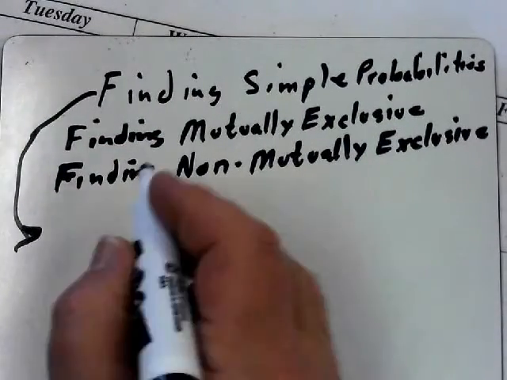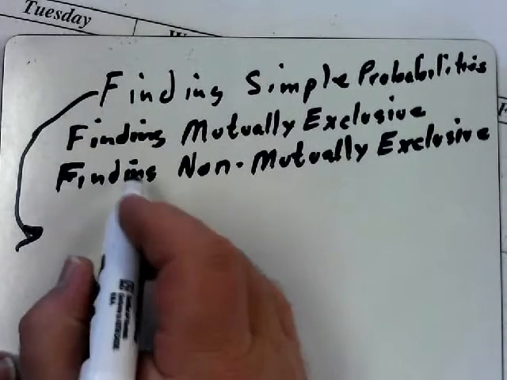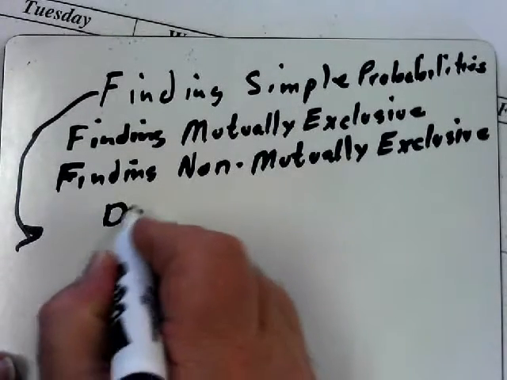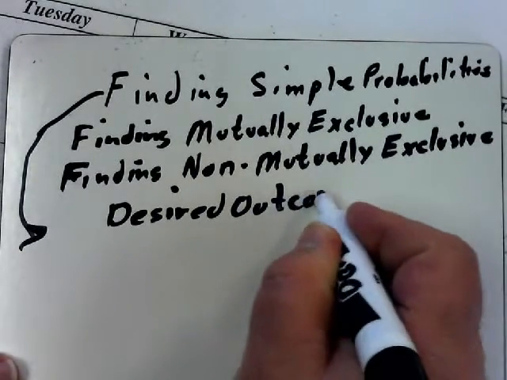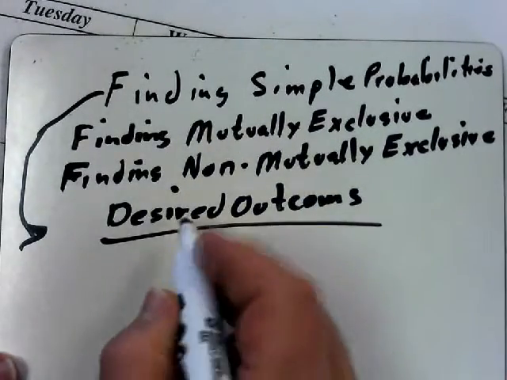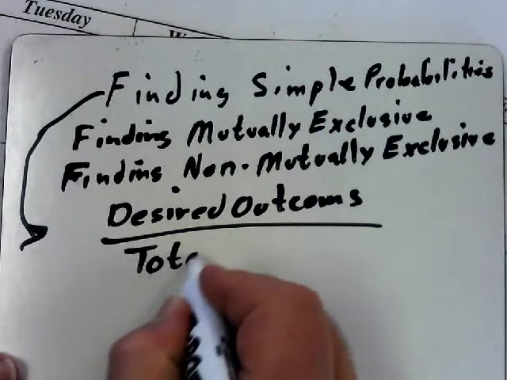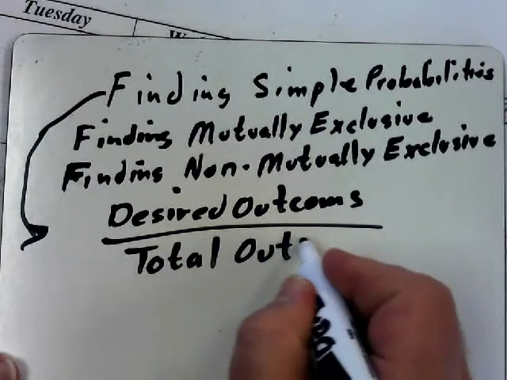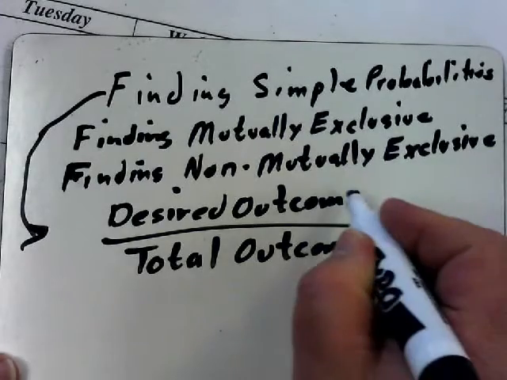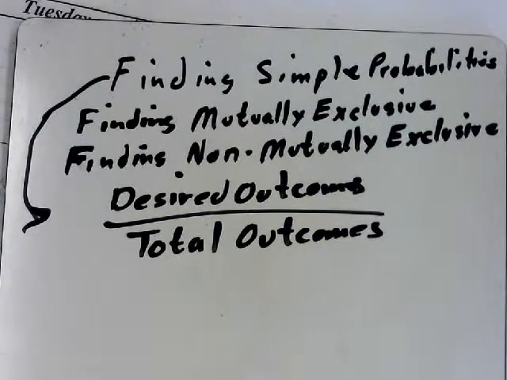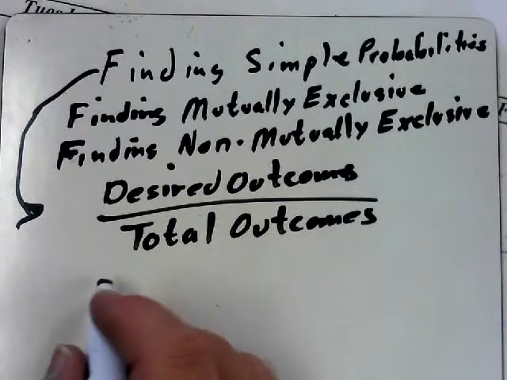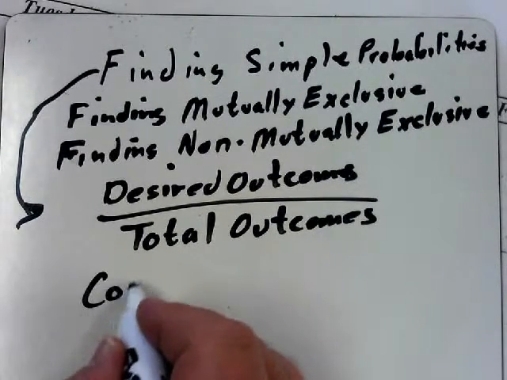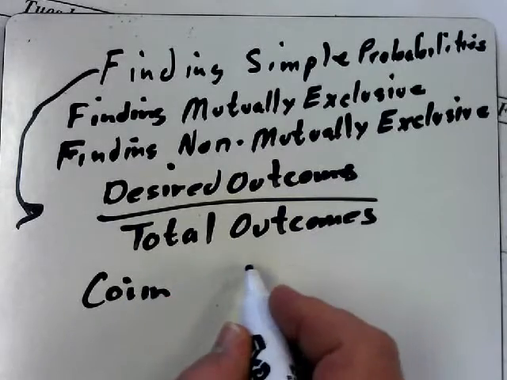is nothing more than taking your desired outcomes and dividing by total outcomes. That's all a simple probability is. Such as if I tossed a coin and I wanted to get heads.